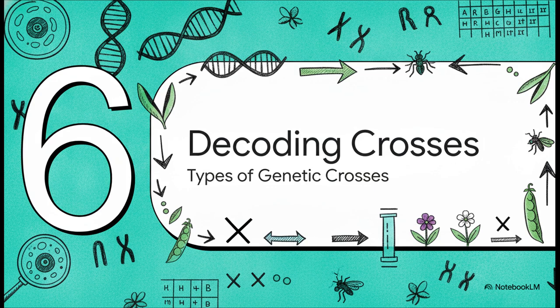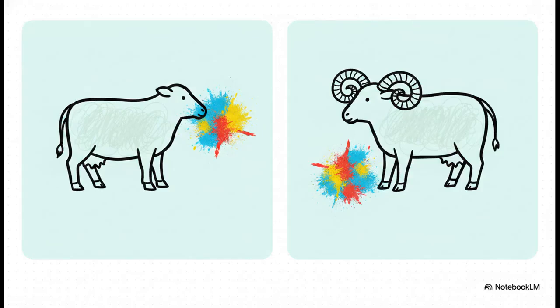And finally, Section 6. Decoding genetic crosses. So now that we have the math down, let's look at the specific breeding experiments, which we call crosses, that scientists actually use to uncover these hidden genotypes in the real world. A monohybrid cross is the simplest one. It focuses purely on the inheritance of one single pair of alleles, like just tracking whether a coat color is going to be black or red.